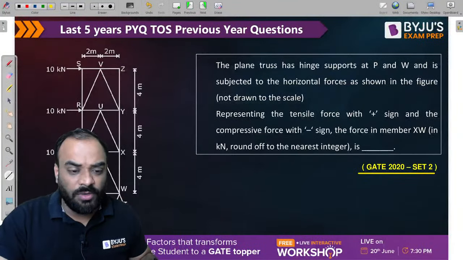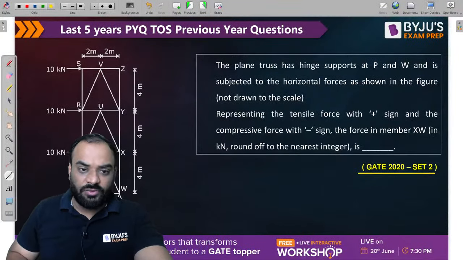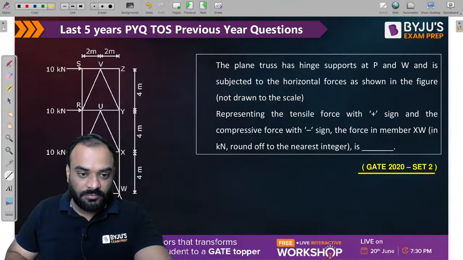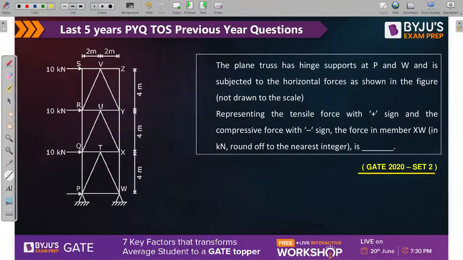Now this is the problem. Let me hide myself so that you can see the figure properly. Okay, kindly see this one. What is given to us? We need to find out the force in XW member. Now how we can solve it? कैसे हम इसको solve करेंगे बच्चों?